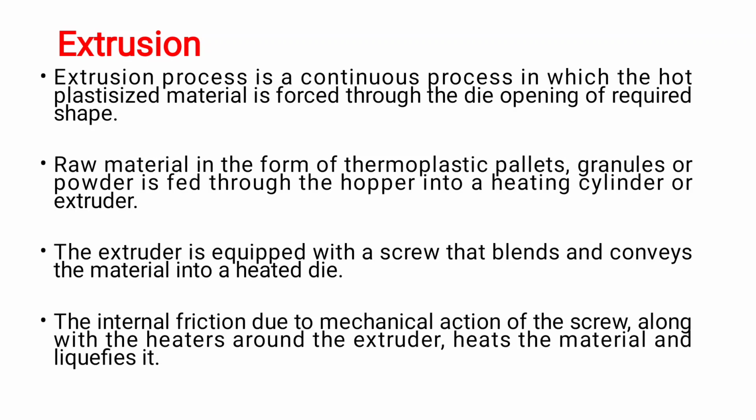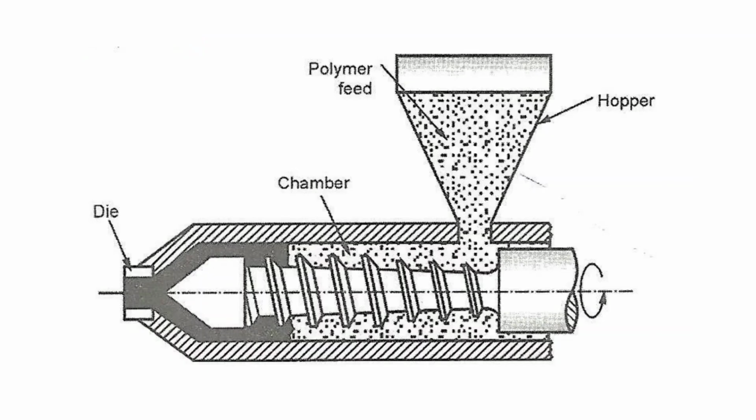Next one, the extrusion process. The extrusion process is a continuous process in which the hot plasticized material is forced through a die opening of required shape. The raw material in the form of thermoplastic billet or powder is fed through the hopper into the heating cylinder or extruder. The extruder is equipped with a screw that conveys the material into the heated die. The internal friction due to the mechanical action of the screw, along with the heater around the extruder, heats the material into liquid form. The diagram is shown in the figure.